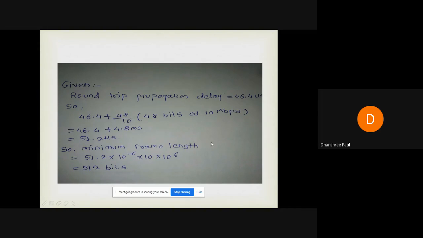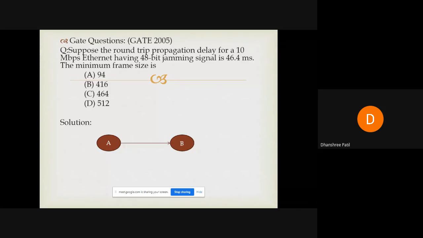The minimum frame length is calculated by multiplying 51.2 by 10 raised to minus 6 into 10 into 10 raised to 6. Maybe you don't know this formula, but from here itself you will get the idea of the answer. So D is the correct answer.